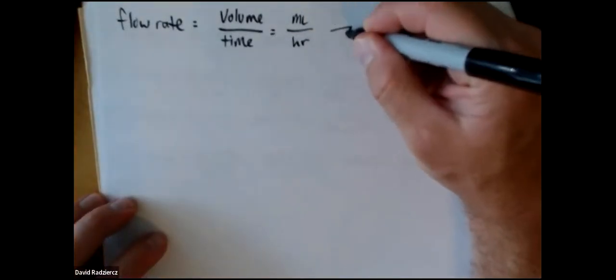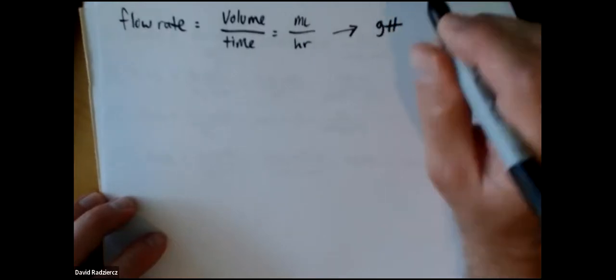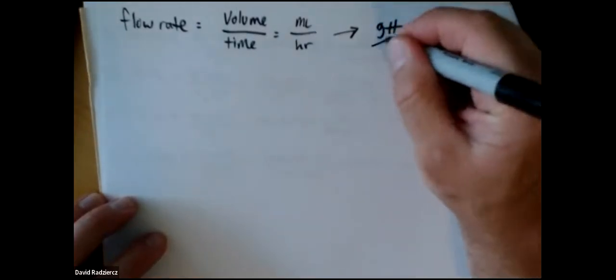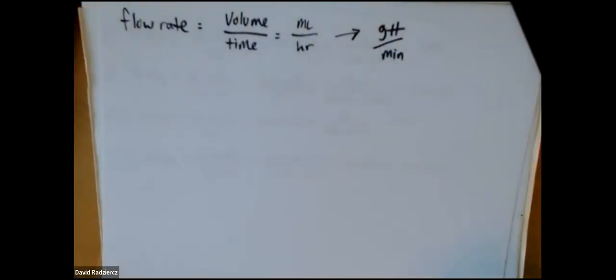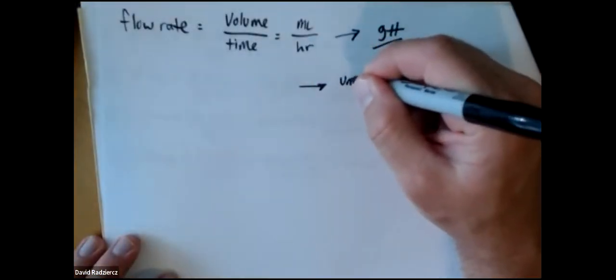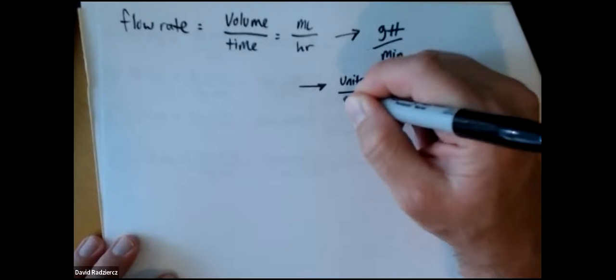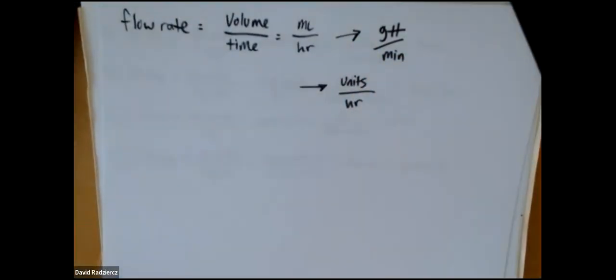Sometimes you can have a flow rate that is indicated as drops, that's GTT per minute. The flow rate is either milliliters per hour or drops per minute. Other flow rates you might see later on will be things like units per hour. That would be another example of a type of flow rate.